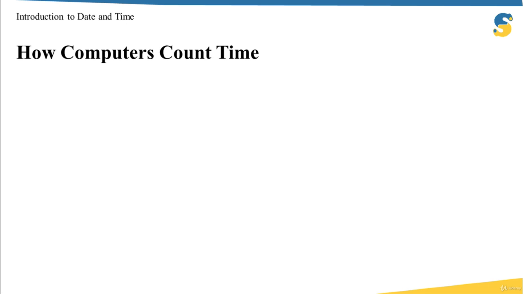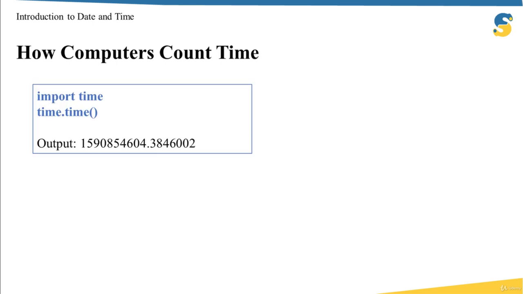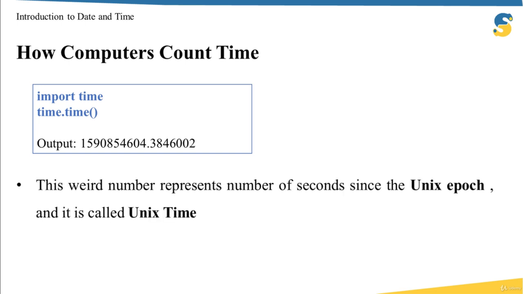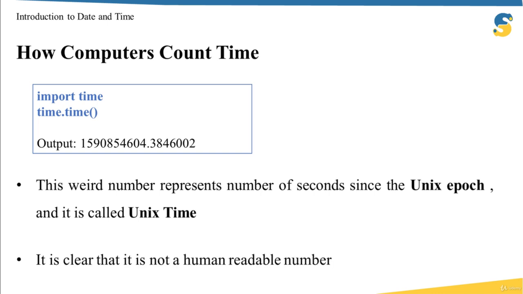Now, let me show you this simple script. If I say import time, and time is a module in Python, then time.time, you will find output like this. And this weird number actually represents the number of seconds since the Unix epoch, and it's called Unix time. So when I mention Unix time, I mean the number of seconds from the Unix epoch, which is the 1st of January 1970. It's clear that this number is not human readable, and we have to convert it into a form that is easier to use.